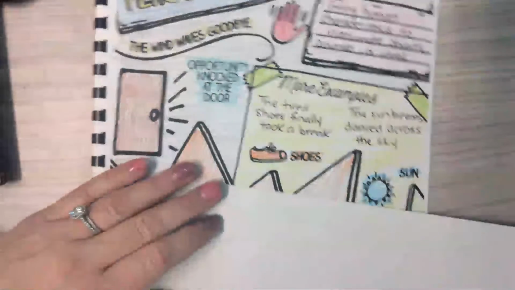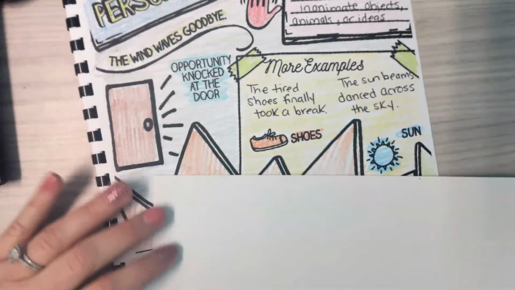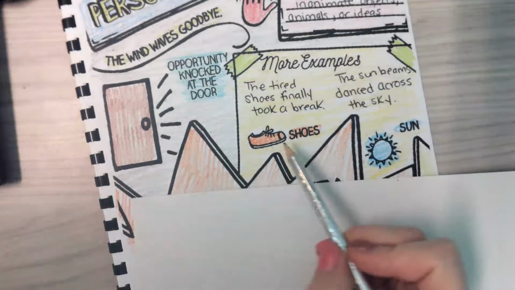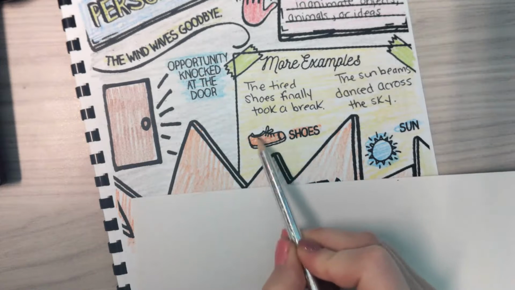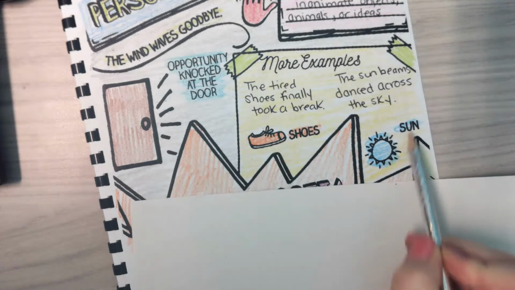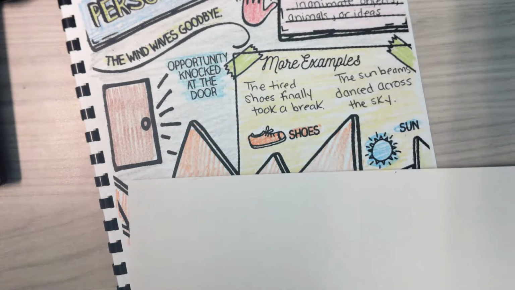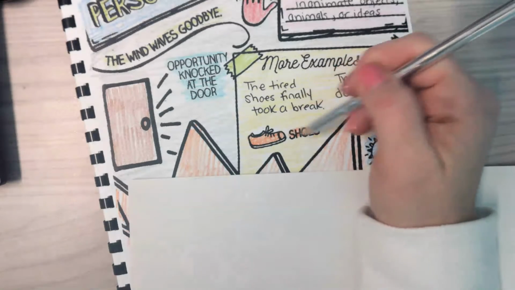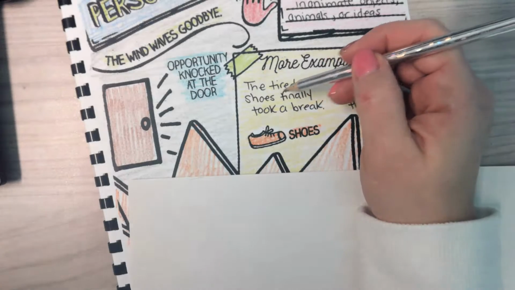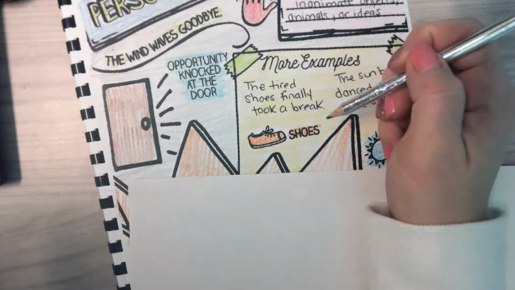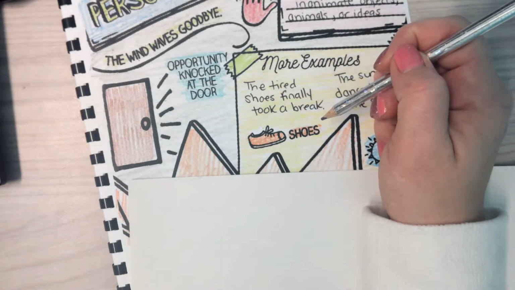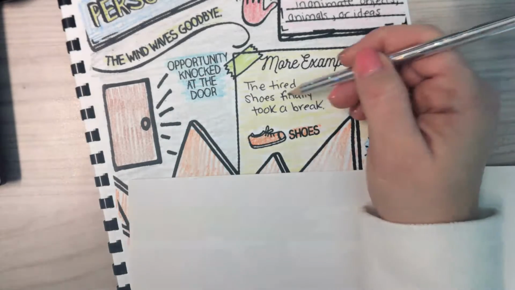All right, so we need some more examples here. So here are the examples that I came up with because they needed to somehow match this example, the shoe and this sun. So you can use my examples or you can come up with your own. So for the shoes, I wrote the tired shoes finally took a break because I was walking in my shoes all day long. So my tired shoes finally took a break.